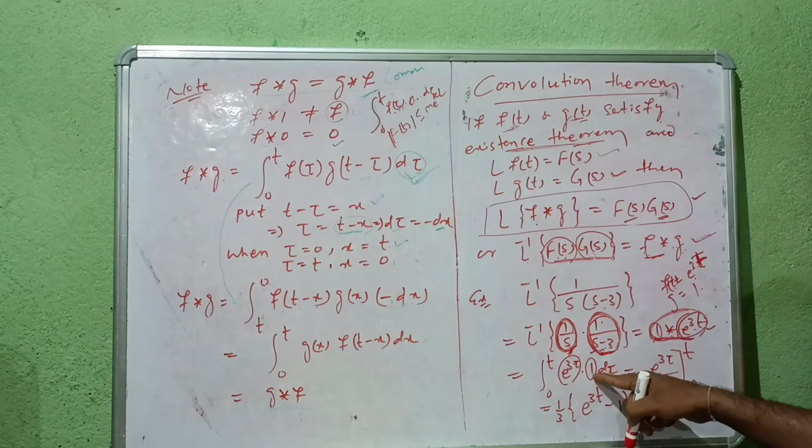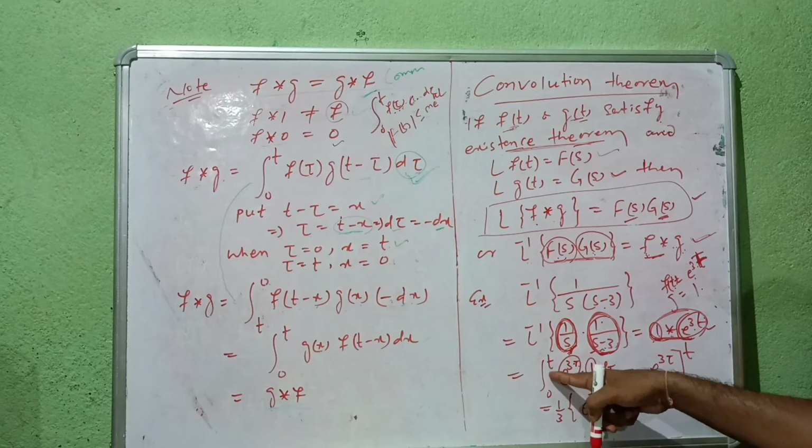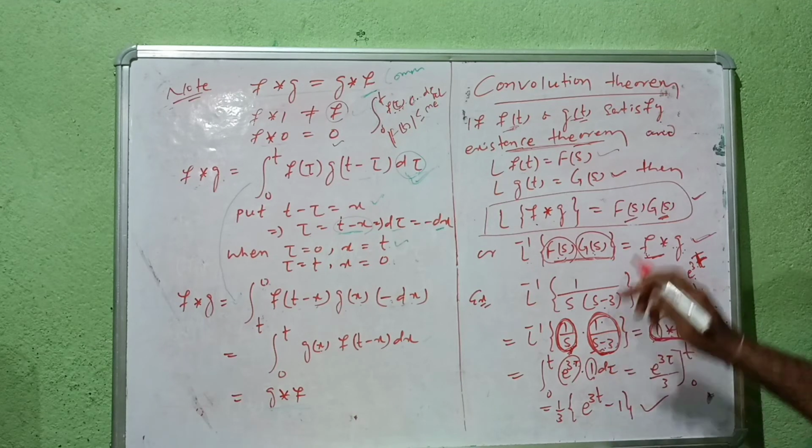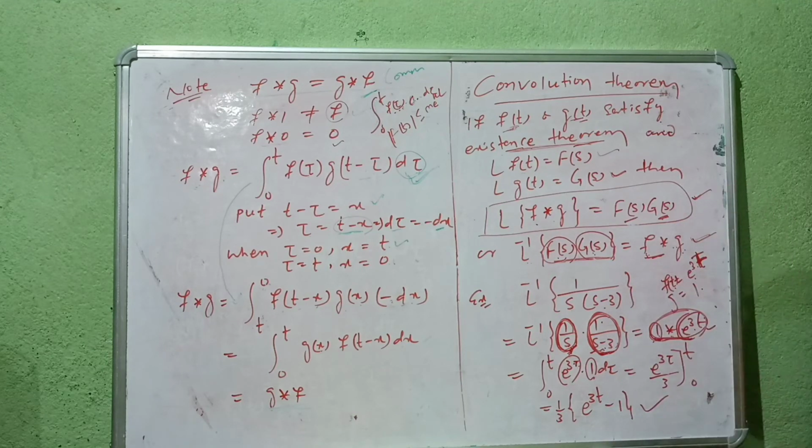And 1 means there will be no change. So e to the power 3 tau into 1 into d tau, and the limit is 0 to t. Just integrate it: e to the power 3 tau by 3, limit 0 to t. Upper limit minus lower limit, the result will be 1 by 3 into (e to the power 3t minus 1). Clear? So in this way, you can solve your inverse problem using the convolution theorem.